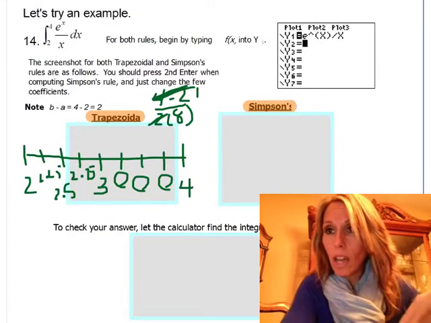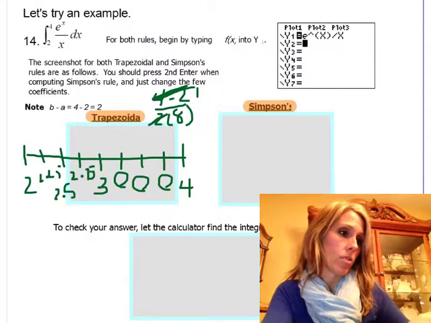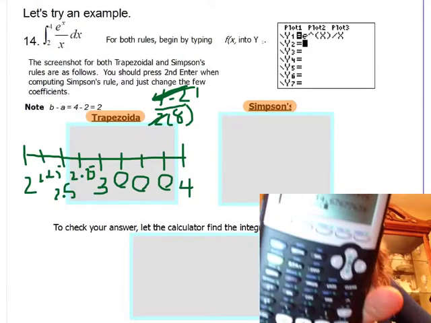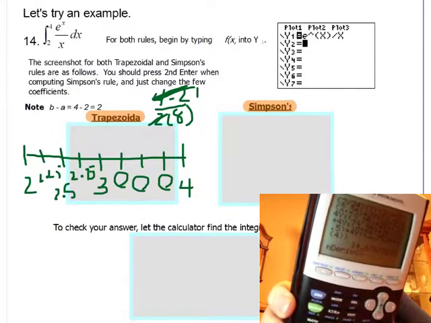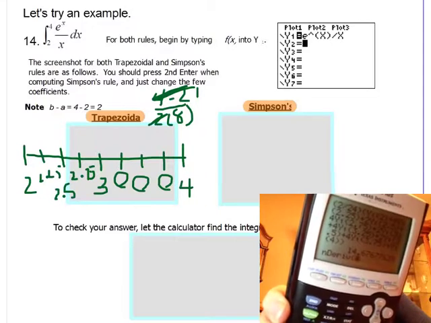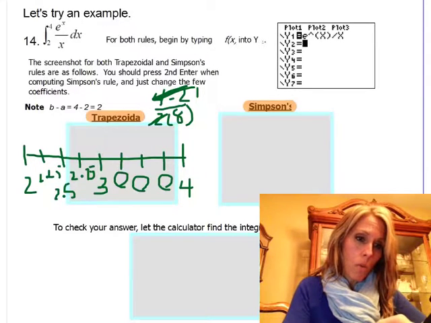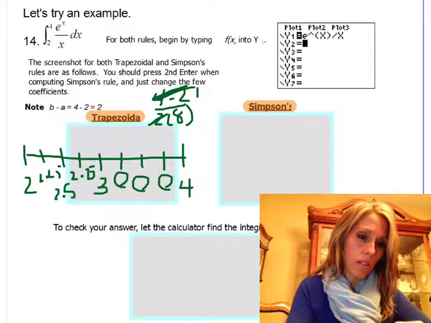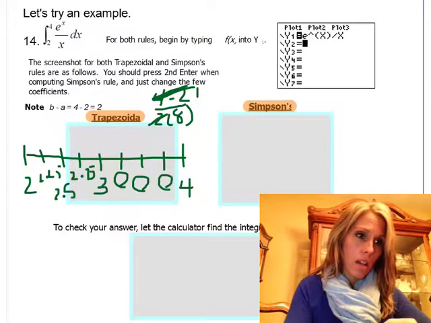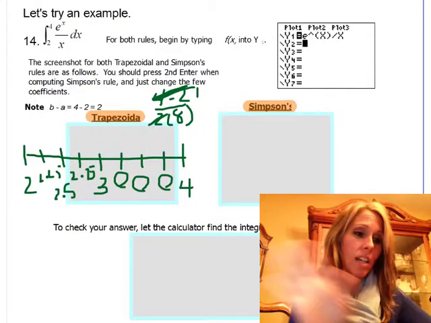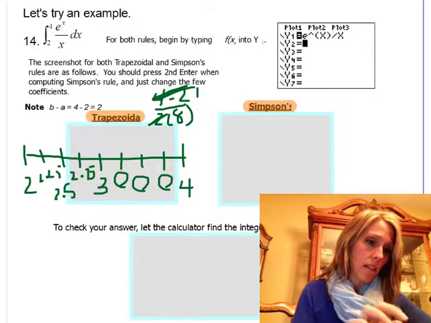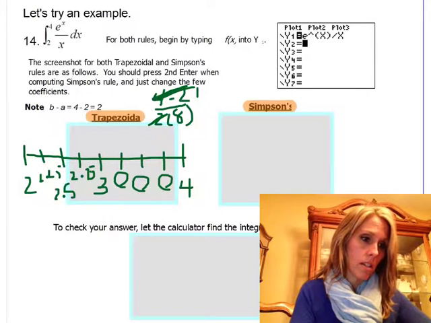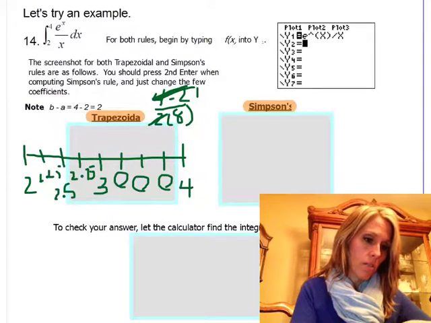Lastly, let's check what the actual integral is. So I'm going to check the actual integral by going math 8. Math 8 gives me the numerical derivative, and remember, yours might look different than this if you're not in classic mode. But I'm going to go y1, comma, with respect to x, comma, oh, totally wrong thing. I don't want the derivative, I want the integral. Math 9, so sorry. Okay, variables y1 with respect to x from 2 to 4.